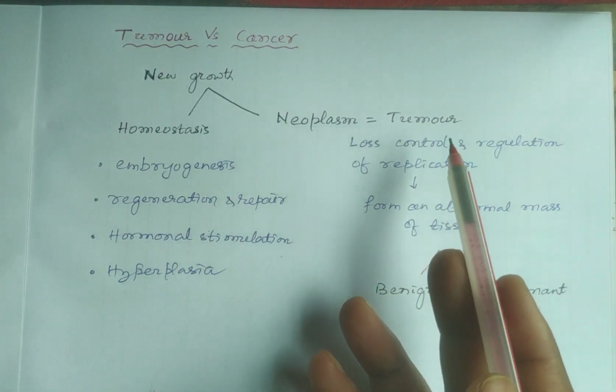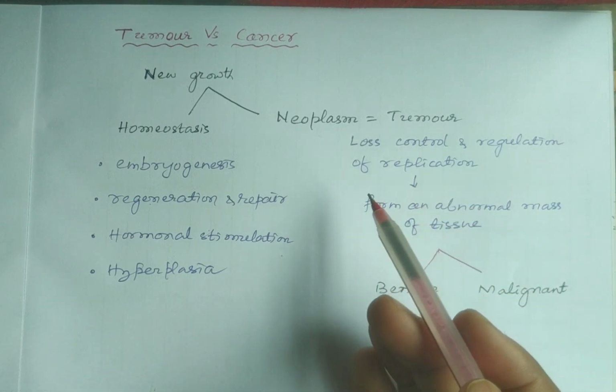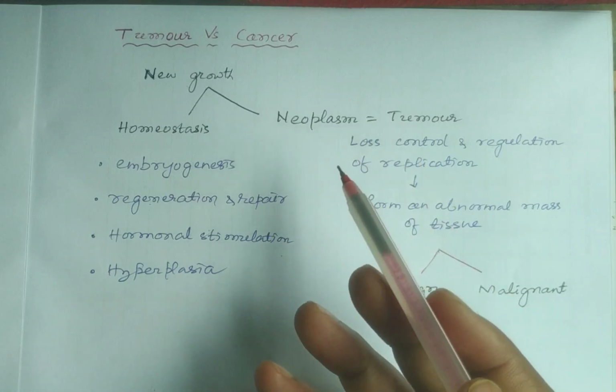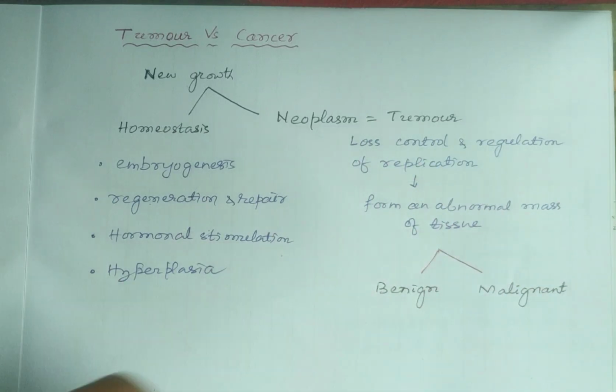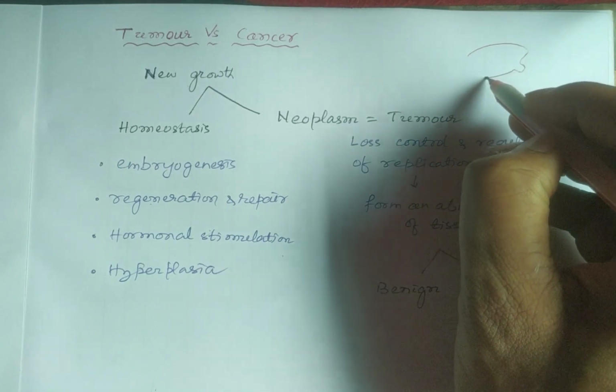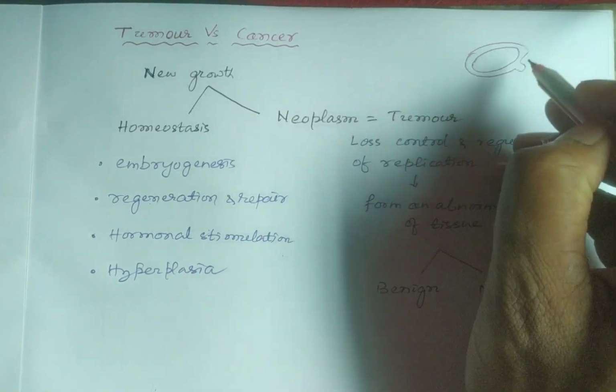So, neoplasm or tumor, that is not normal. There is an abnormal mass of tissue, and here the growth is there because there is loss of control and regulation of replication. So, in the cell cycle we have some positive regulators and negative regulators of the cell cycle.